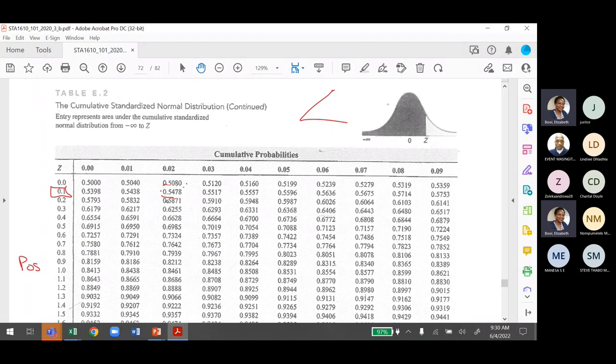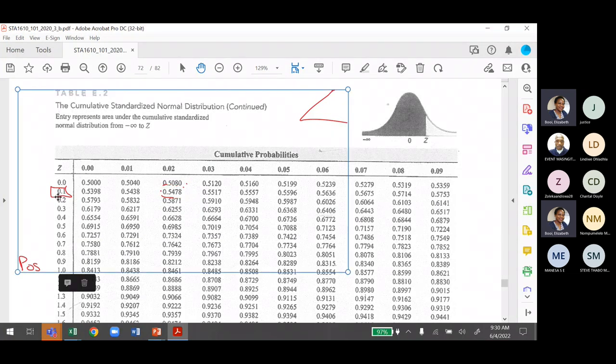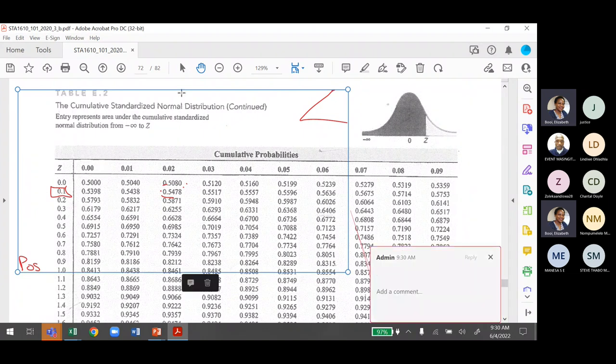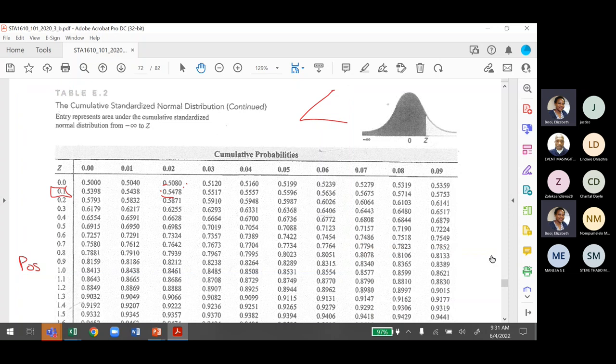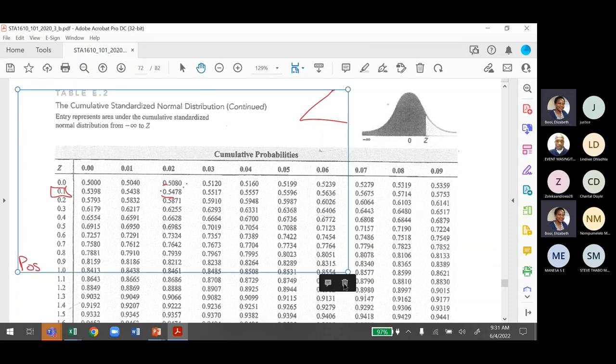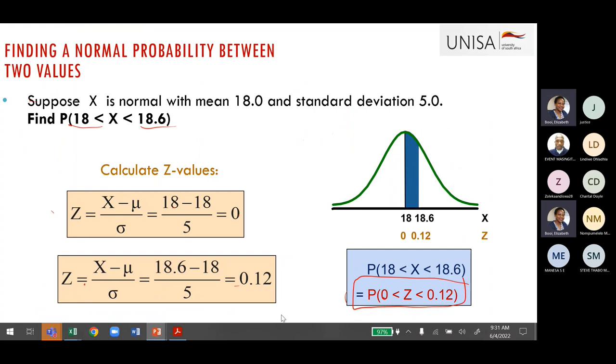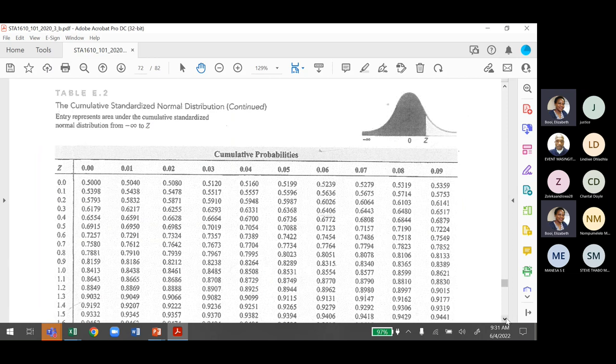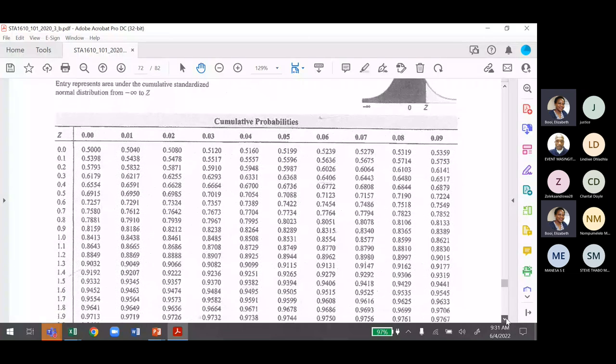So I could see that both of those values that we're talking about are positive, right? They are both positive. It's 0 and 0.12. So I'm going to work on the positive side of the table. I know that I'm looking for the probability that Z lies between 0 and 0.12. Like I said, don't worry about the equal sign. It doesn't create any difference whether you use the less than or the less than or equal.